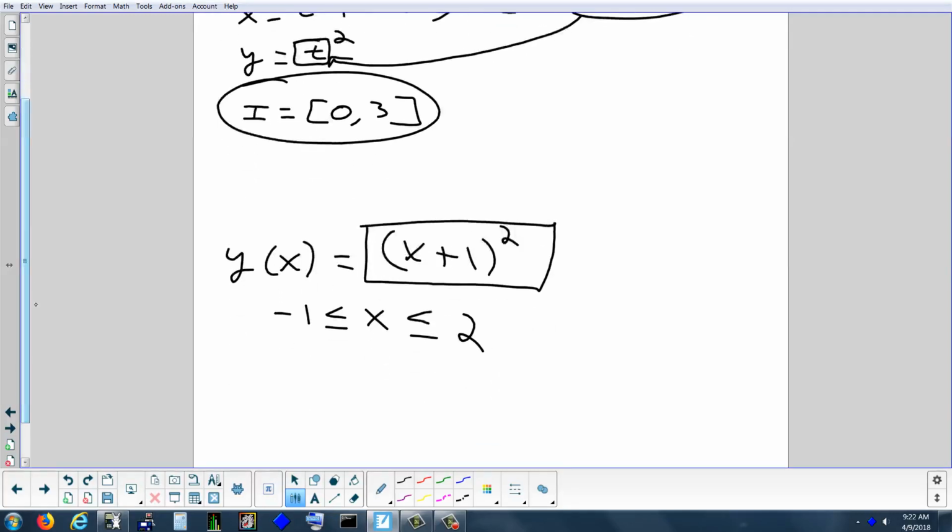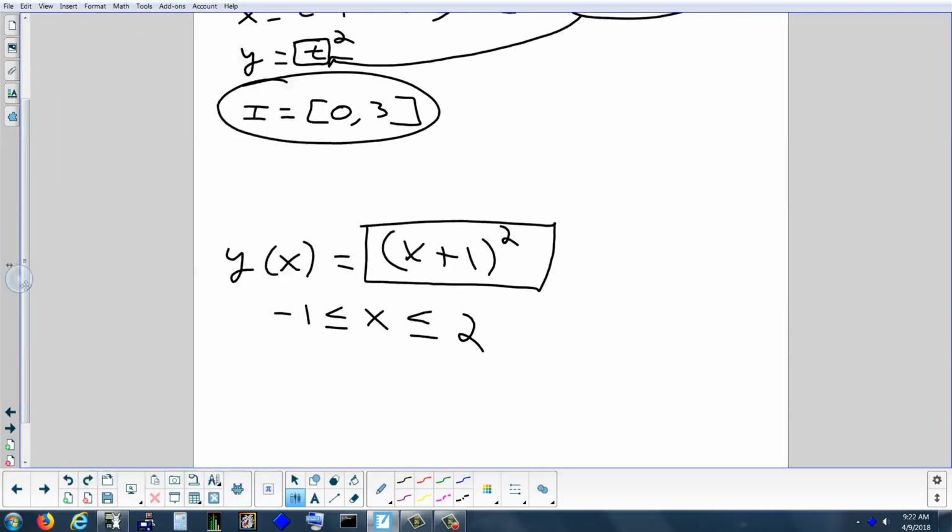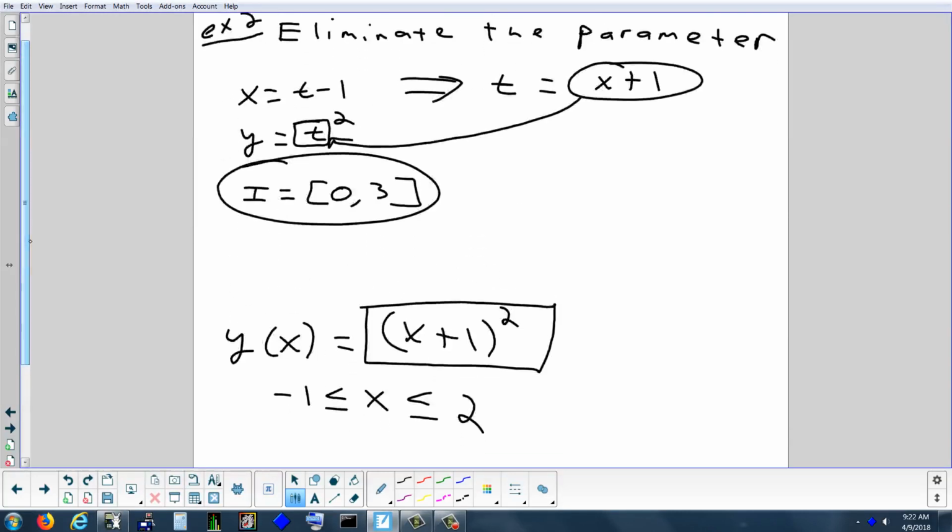Now, on the calculator, you can't type it in like that. Well, you can, but it won't work. So the way you have to type in a restriction on the calculator is 2 separate sets of parentheses. X is greater than or equal to -1. And then in parentheses next to it, x is less than or equal to 2. I've tried typing it as a compound, and the calculator just never seems to work. If you figure it out, let me know. Any questions on how we eliminated the parameter and then restricted the domain?